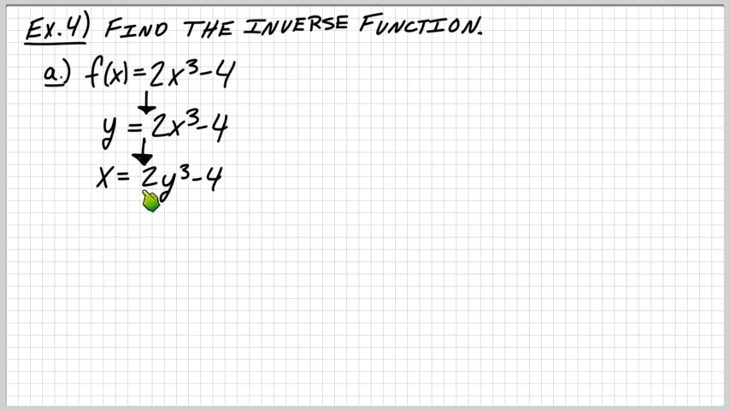So now I got x equals 2y cubed minus 4. And let's go ahead and solve for y. It's only a few moves. But let's take care of the easy ones first. Let's clean up this equation a little bit.